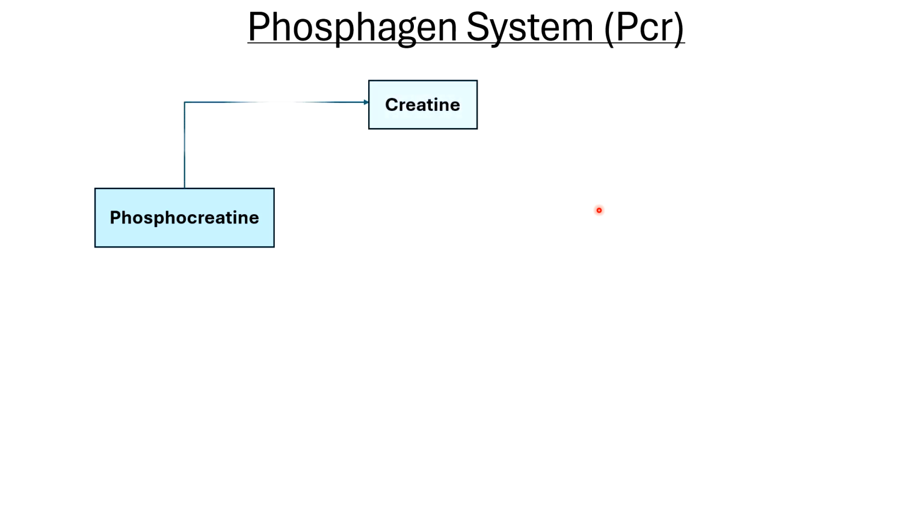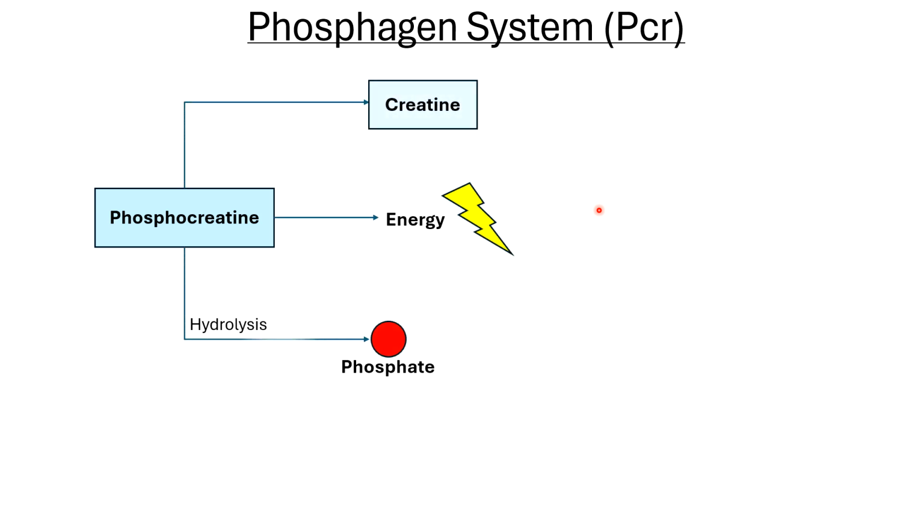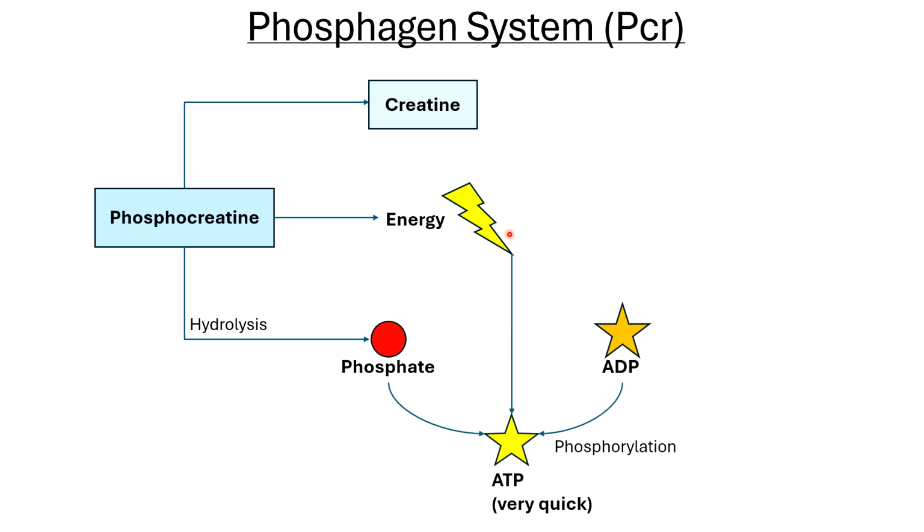The phosphocreatine system is the first of 3 energy systems to be used during exercise, and it involves phosphocreatine being broken down into creatine and a phosphate, releasing energy in the process. This reaction is called hydrolysis. Then an ADP will react with the phosphate and the energy to form an ATP unit very quickly, while the conversion of ADP to ATP is called phosphorylation.